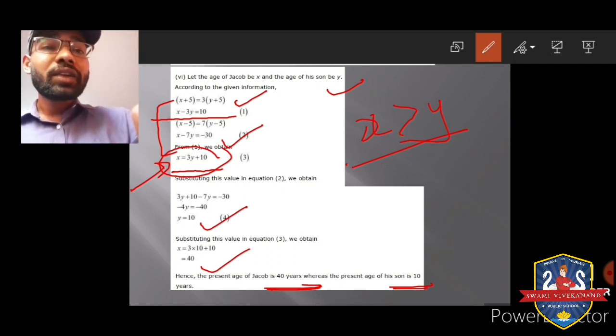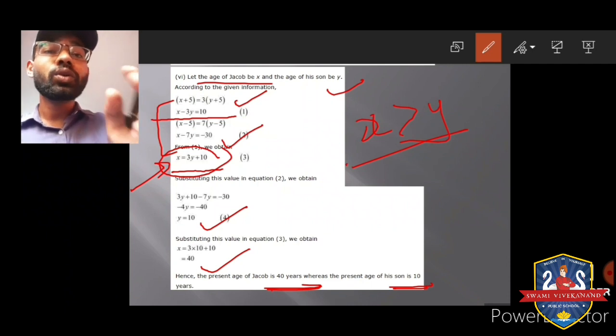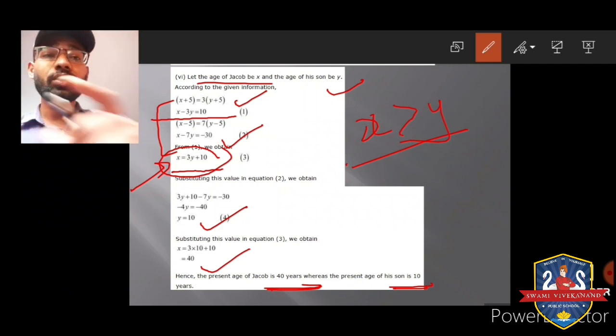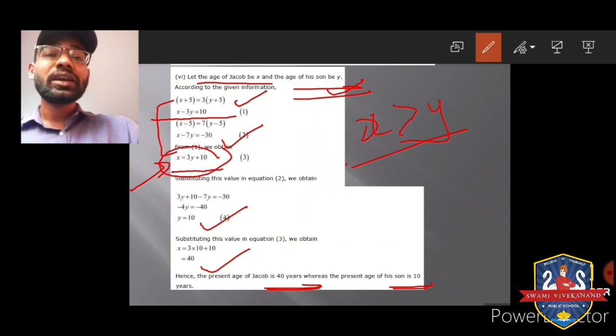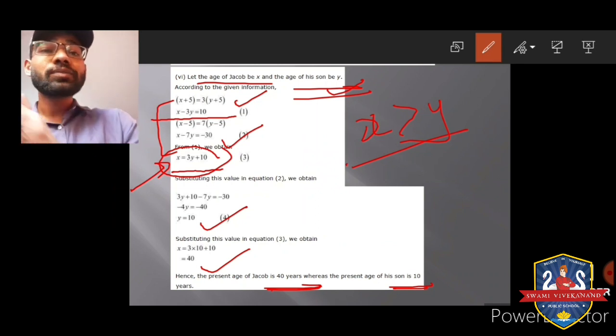Students, whatever you suppose is the present value. Here what we suppose, the age of Jacob, no, the present age of Jacob, okay, the present age of his son. Whatever we suppose in terms of age is the present age.